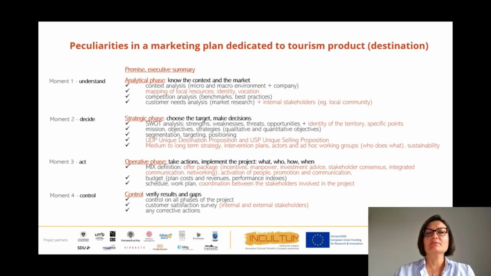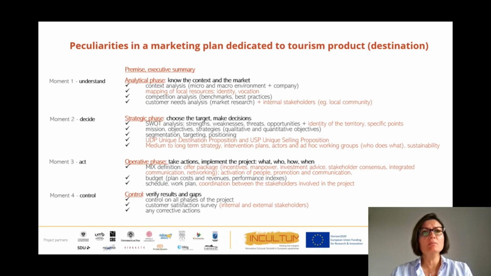In the analytical part, for example, it is important to analyze also the local tangible and intangible resources to find out the real vocation of the territory and select the attractors which might be important in enhancing its identity. In the strategic part, you have to translate vocation and local identity into a positioning competitive asset. So, formulating unique branding and selling propositions, you have to set long-term objectives due to the complexity of your marketing mix, a destination, and the time it takes to be implemented.